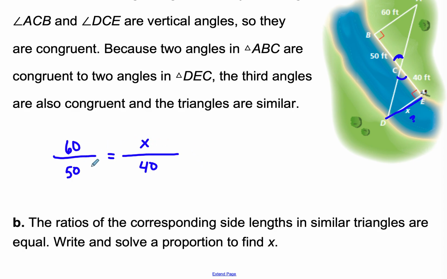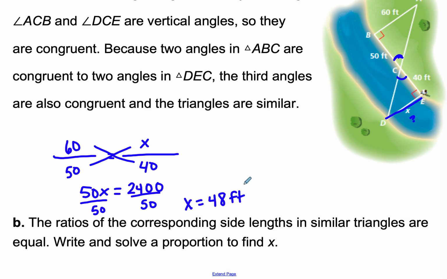I don't see any easy multiplication patterns side to side or up and down, so let's go ahead and solve this one with cross products. 50 times X is 50X. 60 times 40 is going to be 2,400. And then we are going to divide both sides of our equation by 50. So 2,400 divided by 50, and that's going to give me 48. X equals 48, and then the label here is going to be feet.